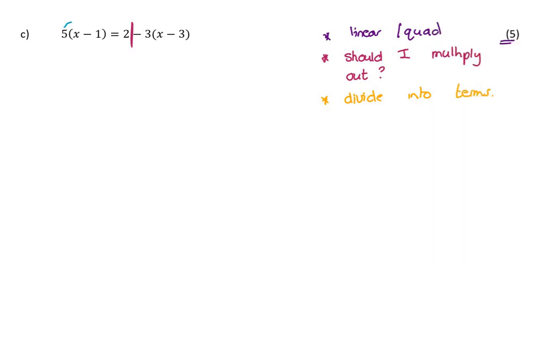So if I multiply out 5 times x and 5 times minus 1, this is 5x minus 5 equals, now don't forget that 2, you can't do 2 minus 3. I deliberately made up this question because most of us will do 2 minus 3 and then distribute into the bracket. Don't forget that that 2 is a separate term. So that 2 has nothing to do with the minus 3. Now I need to distribute in my minus 3, so I get minus 3x plus 9.